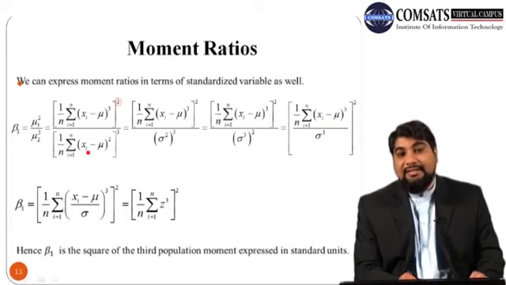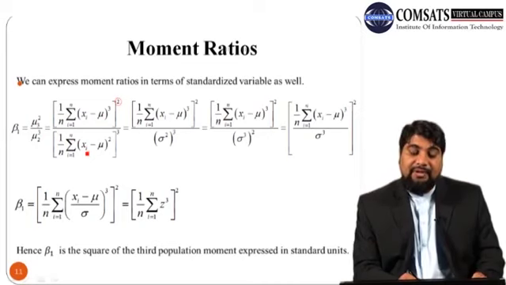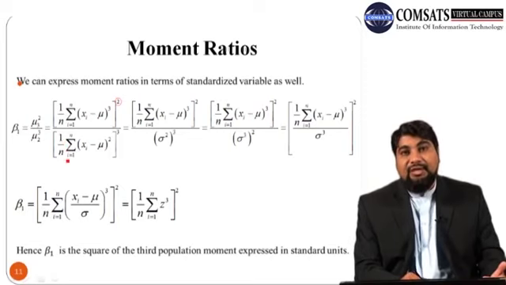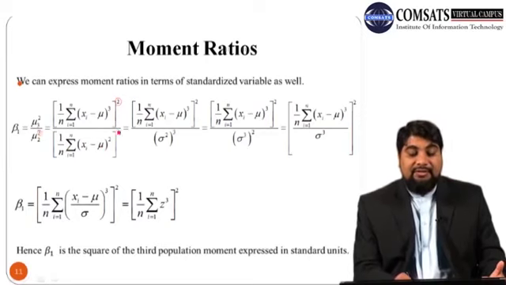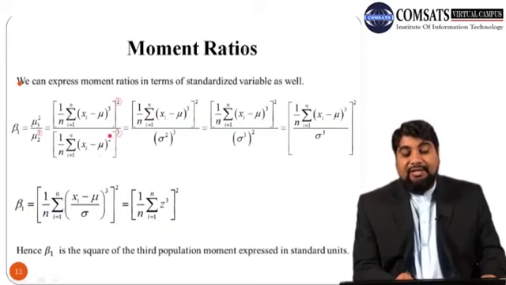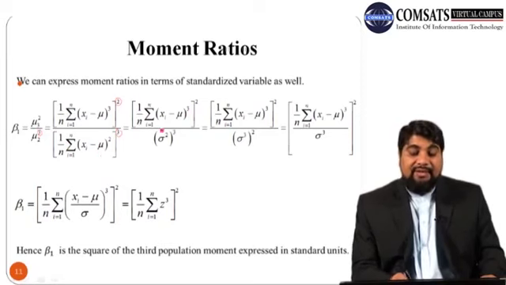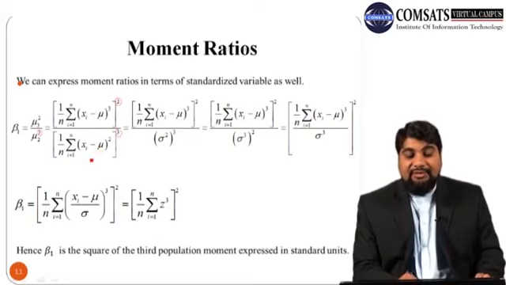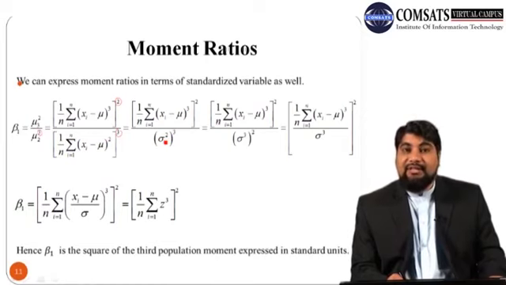Here mu2 is the second central population moment, the second population moment about the mean. So it is 1 over n times the summation of xi minus mu whole square, and we take the cube of it. In the next step, write the numerator as it is, and as far as the denominator is concerned, we know that this is sigma square, which is called the variance. So write this expression as sigma square, and this cube as it is.